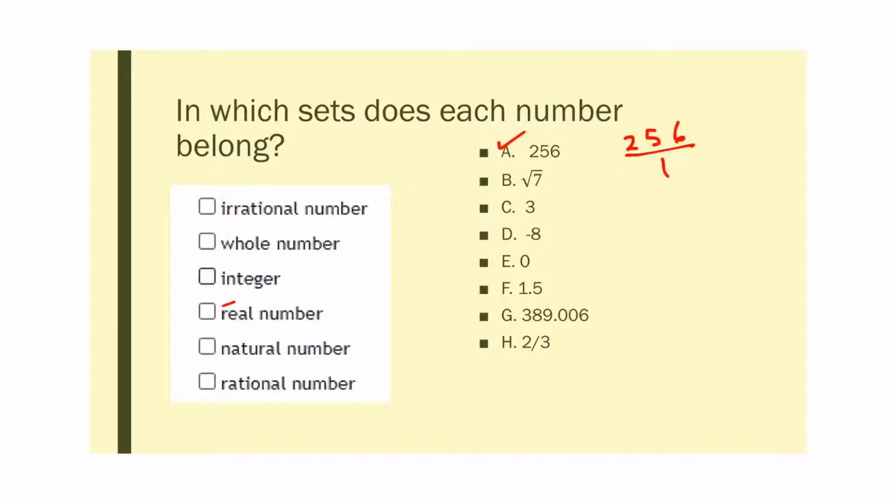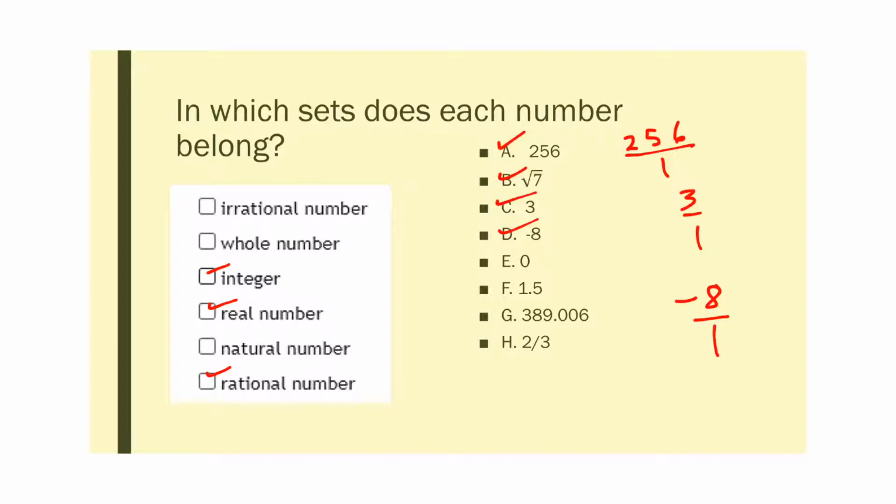And then we've got the number 3. Okay, so 3 is a whole number. It's an integer. It's a real number, natural number, and it's also a rational number because you could put a 1 underneath it. All right, so now we look at -8. So we've added a negative in there. So it's not a whole number because of the negative. It's an integer. It's a real number. It's not a natural number because of the negative. It is a rational number because it is the ratio of two integers.